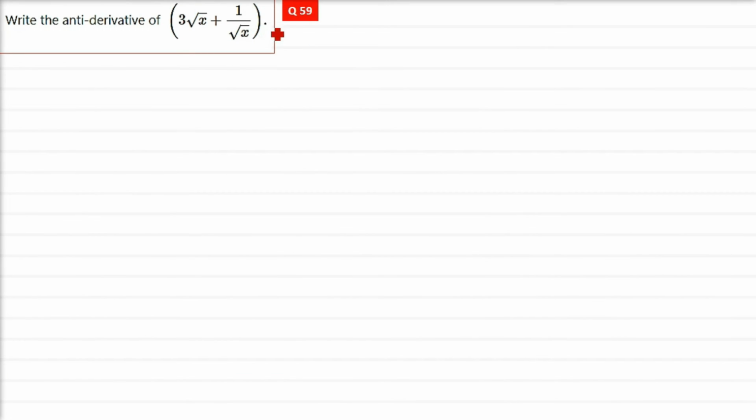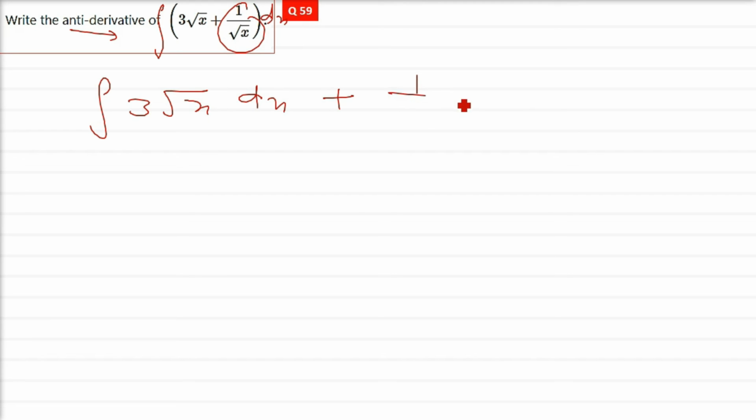Now write the antiderivative of 3 root x plus 1 by root x. See, this question is quite easy for you, but the question is asking antiderivative. Sometimes people may get carried away or try to understand what is this antiderivative. Antiderivative is nothing but integration. Anti-integration is derivation. You can understand it like that. So let's separate them out. The integration of 3 root x we'll do separately, and we'll separate out this 1 by root x also. So we have plus the integration of 1 by root x dx.